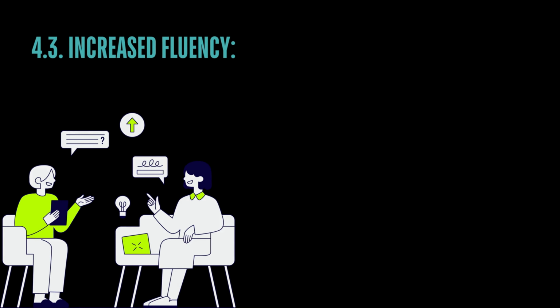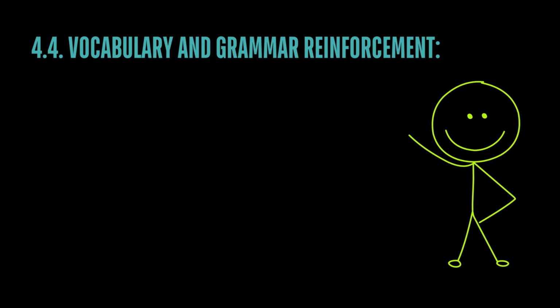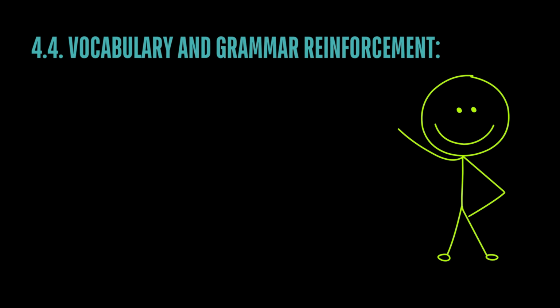3. Increased fluency. Regular practice of shadowing can lead to increased fluency. The repetitive nature of the exercise helps in building muscle memory for speech production, making it easier for you to speak without hesitation. This fluency extends to spontaneous speech as well, as the brain becomes accustomed to forming sentences quickly and accurately. 4. Vocabulary and grammar reinforcement.